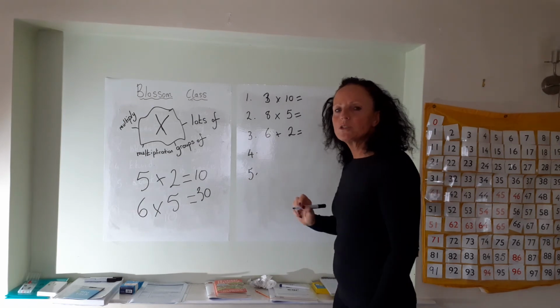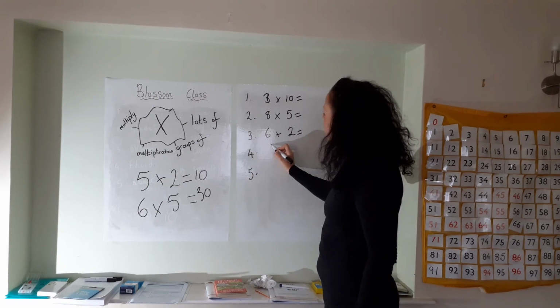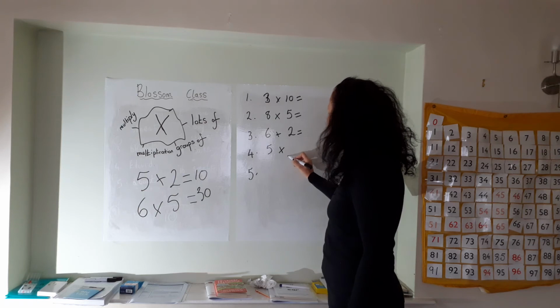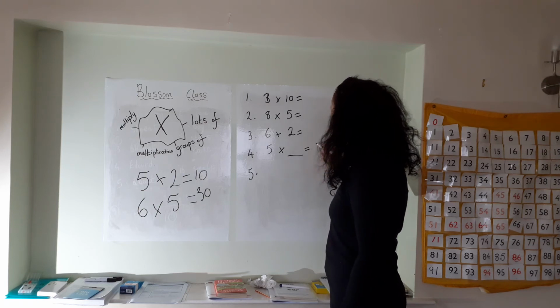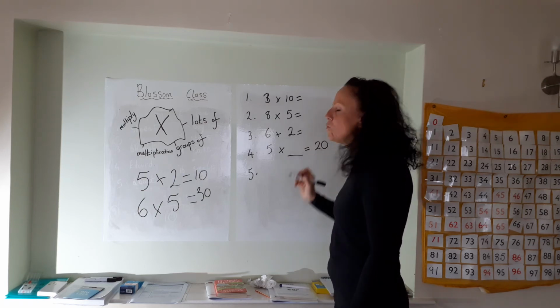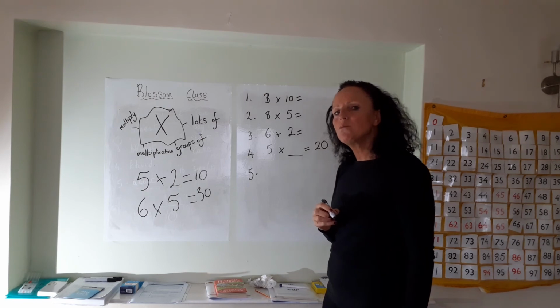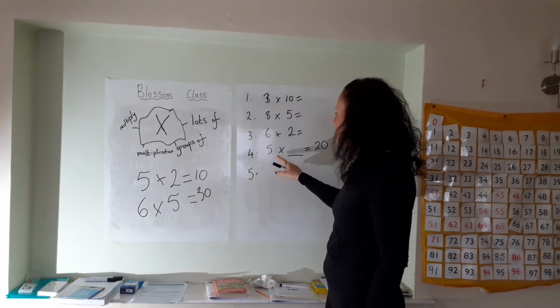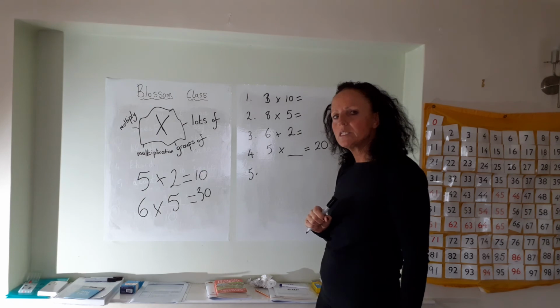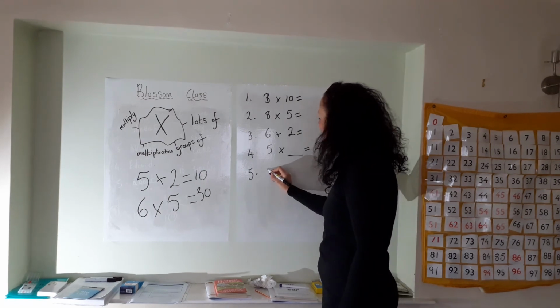Okay, I'm going to now give you some other things to think of. Tricky ones there, a couple of missing number ones for you to have a little bit of a think of. 5 times what gives you 20? See if you can have a go at that one. Okay, and then here is your word problem.